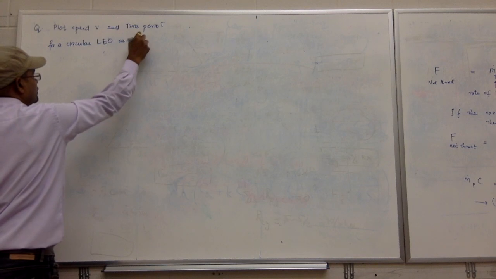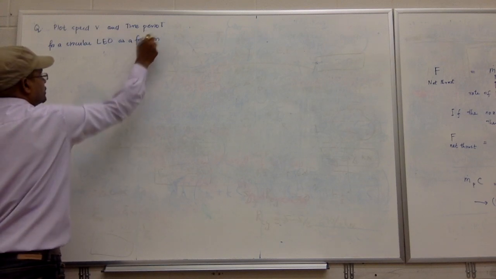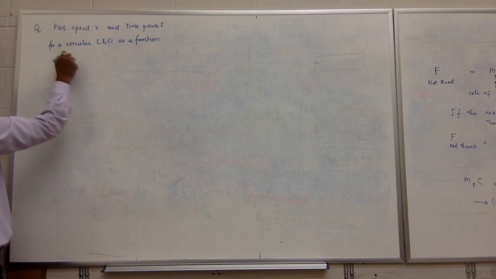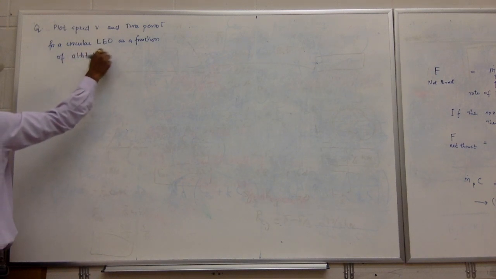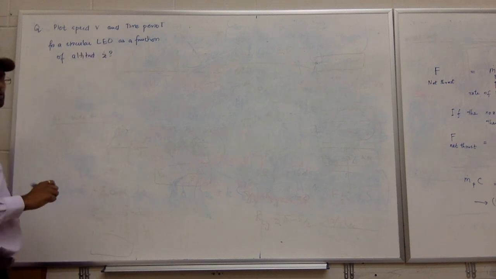As a low Earth orbit, function of altitude z. Any ideas?